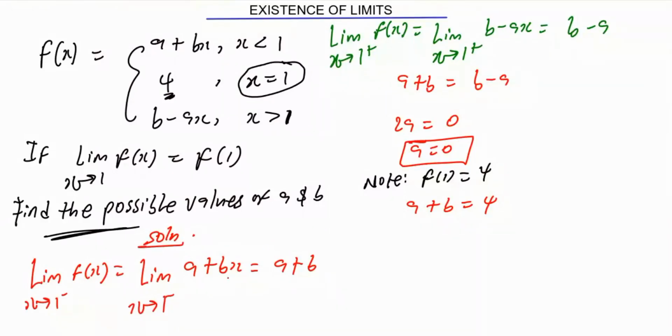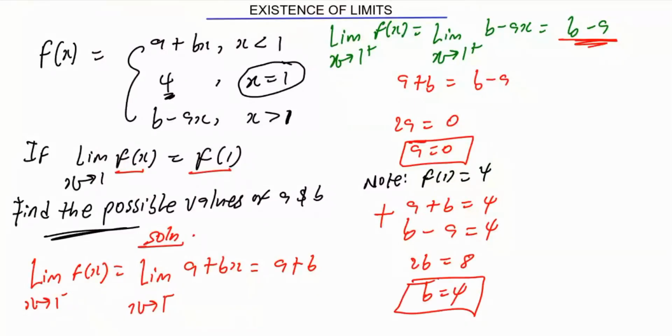Also, you were told that this limit is equal to f of 1. A plus b is equal to 4. Also, b minus a must also be equal to 4. Now, if I add both equations together, this will cancel out. 2b equals 8. b equals 4. So, I've gotten b equal to 4. What else? If I substitute this 4 back into this equation, I will get a equal to 0. Is there any other value again I want to get? No. So the values are a equal to 0 and b equal to 4.